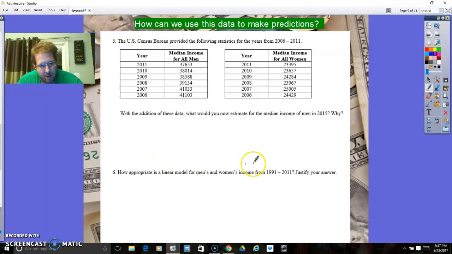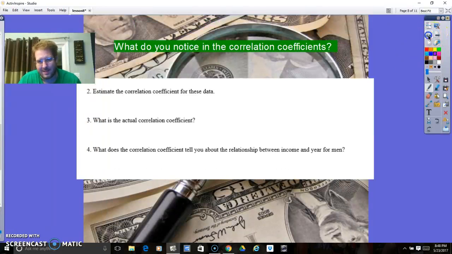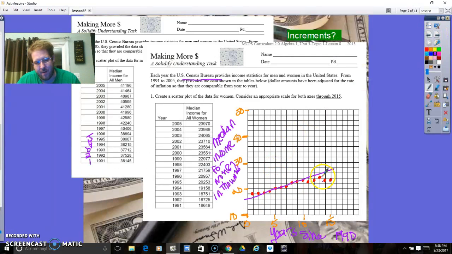How appropriate is a linear model for men's and women's income in 1991 to 2011? And justify your answer. I believe I just explained that. How appropriate is the linear model? Oh, well, I would say, if you look back at the data, the line is a very good model. I don't think this data is curving very much. I think a line does meet it.